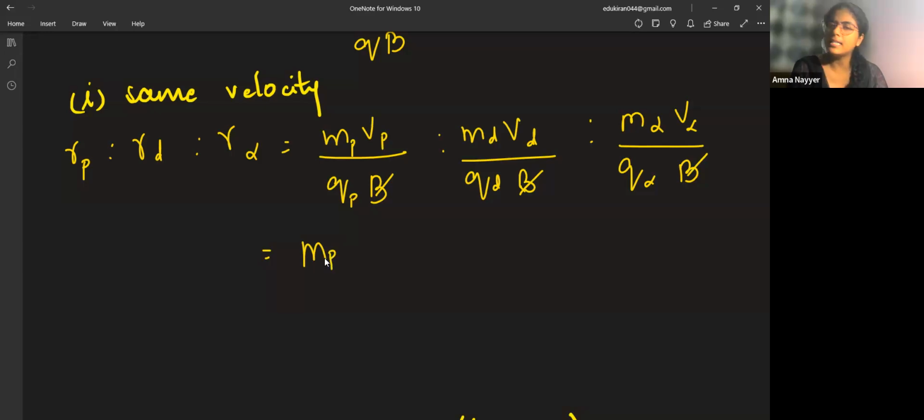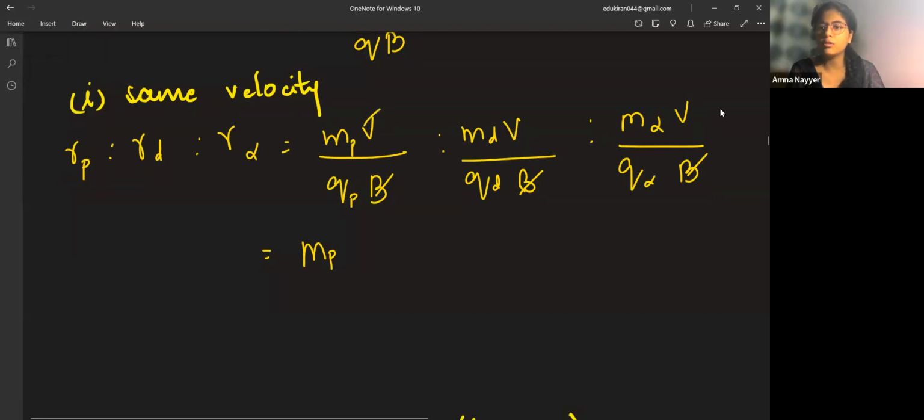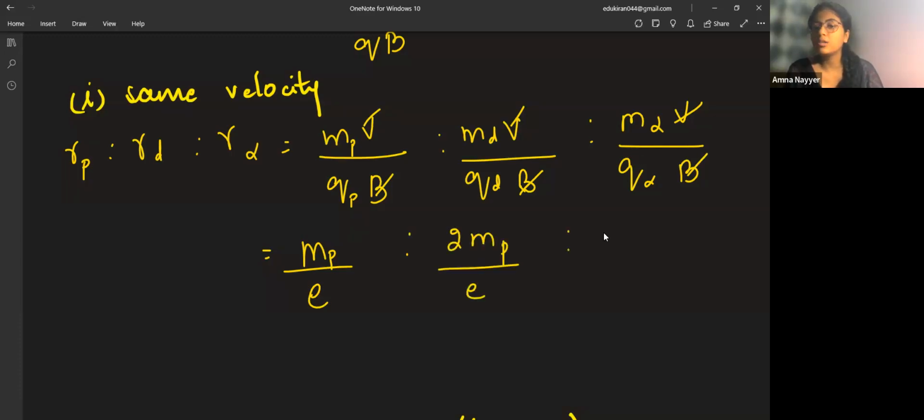Now the ratios. Let's write the mass of proton as MP only. If they have the same velocity, there is no need to write VP, VD, V alpha, as they will also be the same. Velocity is given as the same in the question, so this will also get cancelled. Now the mass of proton with charge E. Mass of deuteron is double the mass of proton, with charge E. Mass of alpha particle is 4 times the mass of proton, with charge 2E. So MP, MP, MP and E, E, E get cancelled, and from the alpha particle we have 2.